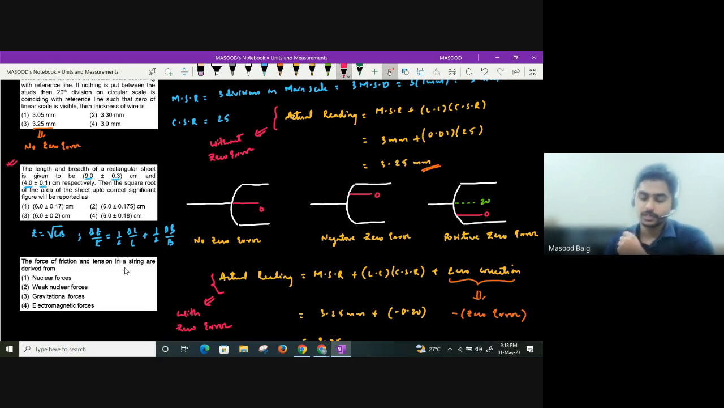The force of friction and tension in a string are derived from electromagnetic forces, guys.